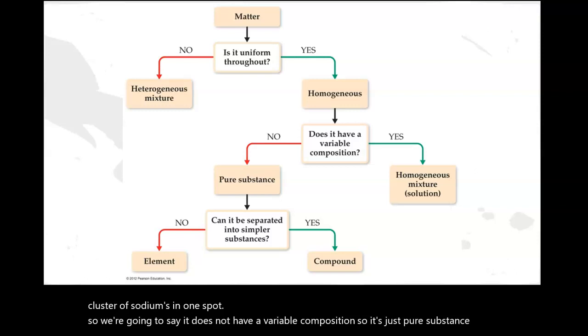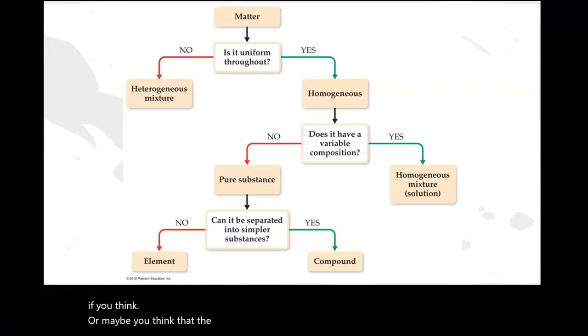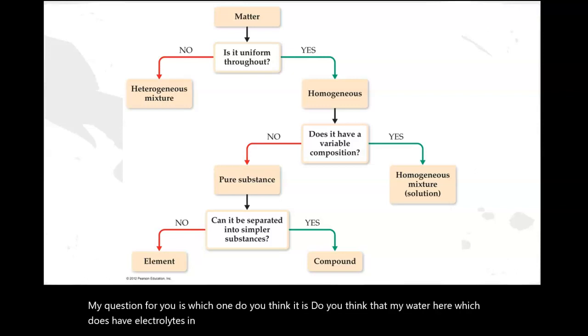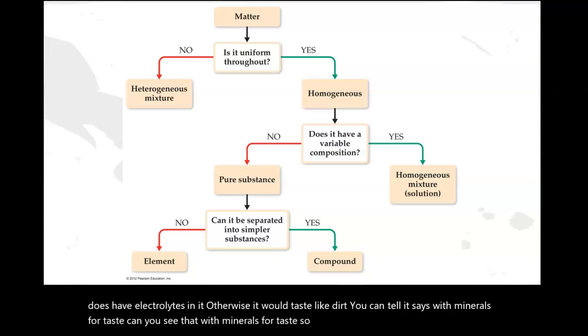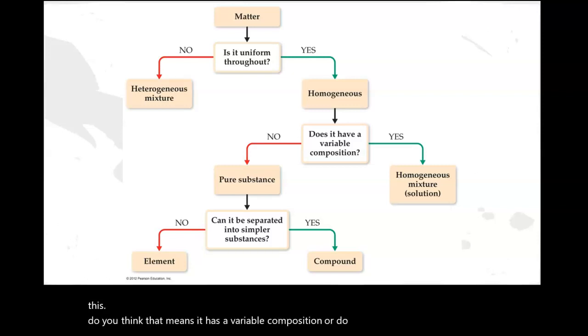Or maybe you think that the sodiums would be different from the water, which they are, they're different molecules, right? Then you could say yes and get to homogeneous mixture. Okay, so my question for you is, which one do you think it is? Do you think that my water here, which does have electrolytes in it, otherwise it would taste like dirt, you can tell, it says with minerals for taste. Can you see that? With minerals for taste. So there's definitely some ions in this. Do you think that means it has a variable composition, or do you think it means it's a pure substance?